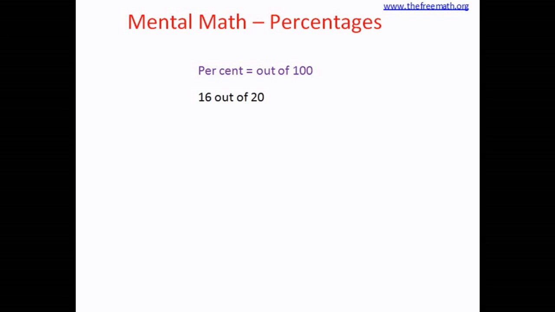So first, let me think of 16 out of 20 in terms of a fraction like this, 16 over 20. And now I'm going to think of an equivalent fraction where the denominator is 100 so that it will be out of 100. So if I multiply the numerator and the denominator by 5, I get 80 over 100, which is 80%.